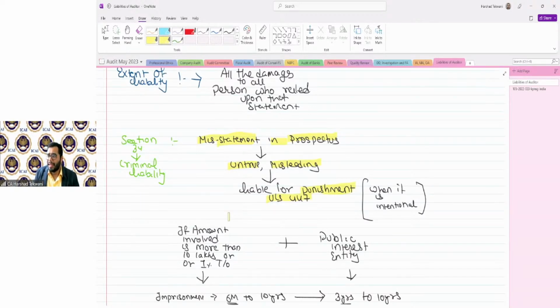Now here, this section will not be applicable to a person if he proves that the statement or omission was immaterial, and that he had a reasonable ground to believe, at the time of issue of the prospectus, that the statement was true and the inclusion or omission was necessary. So in other words, the punishment is only when it is intentional.